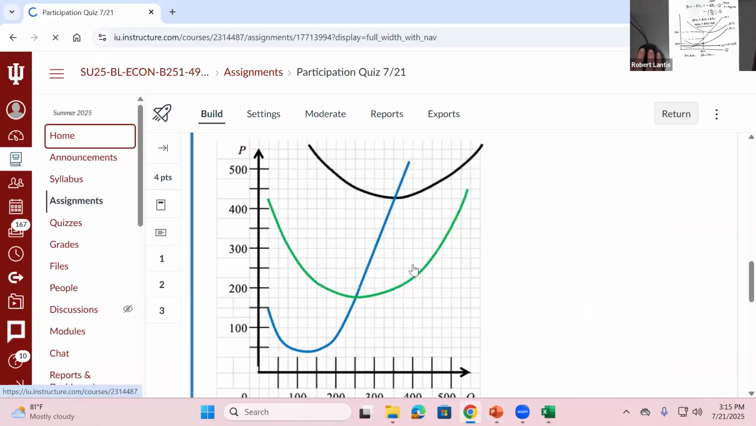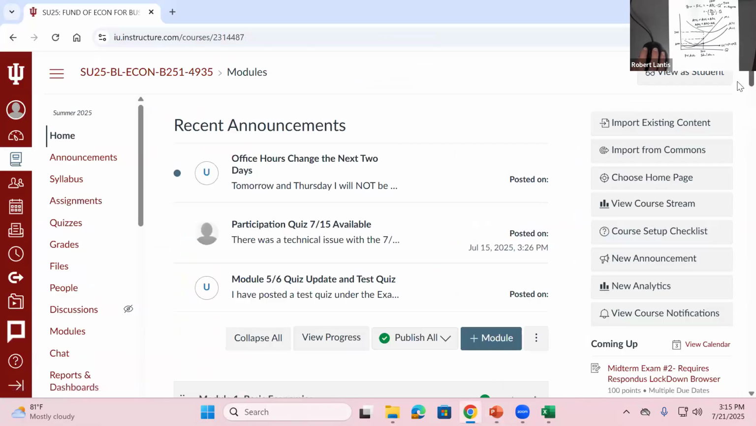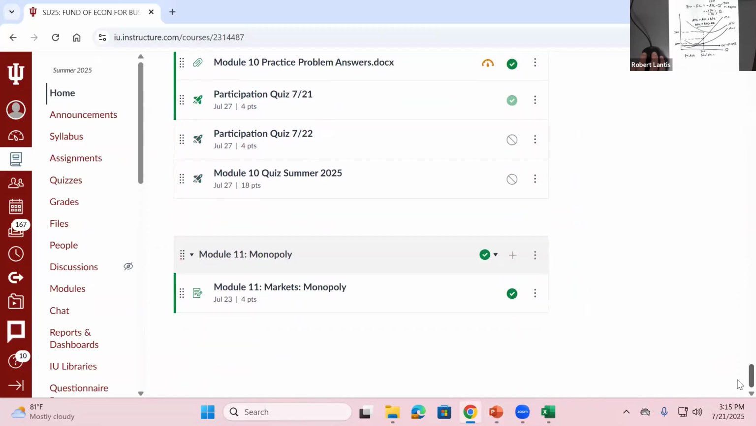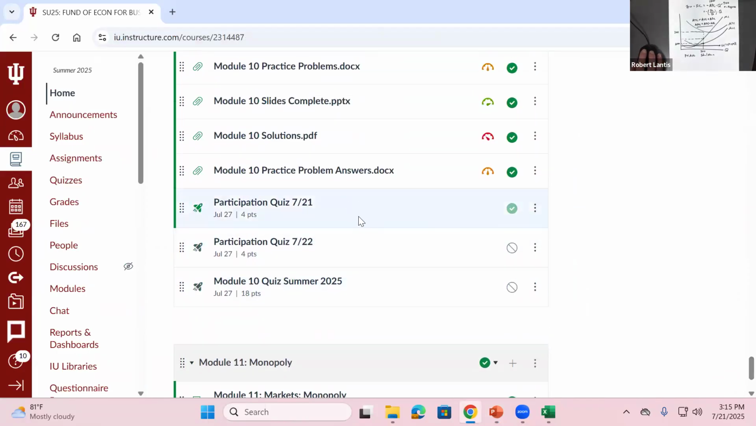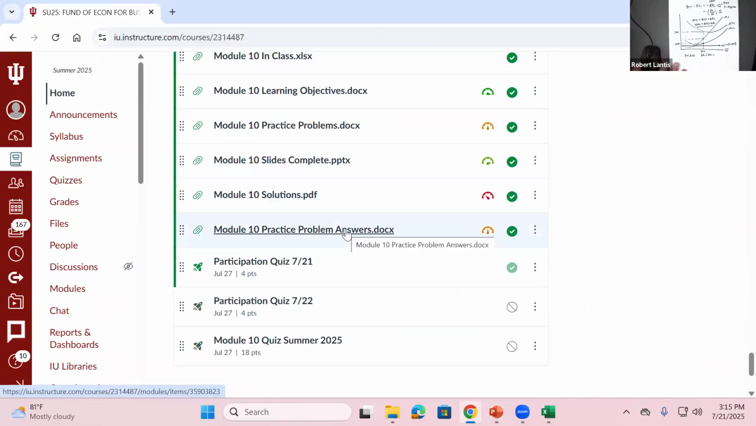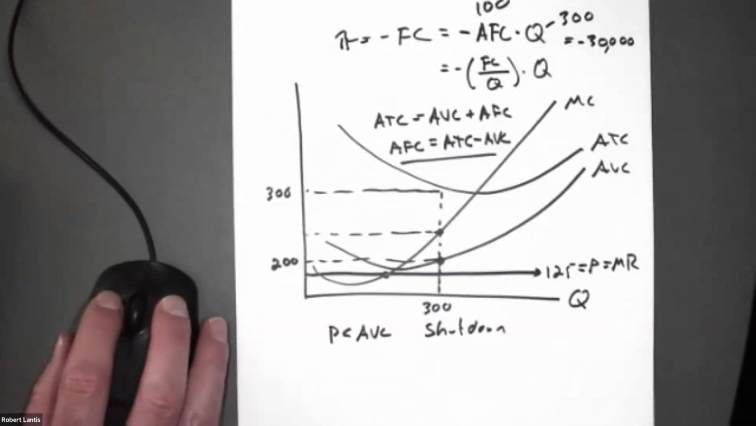Those practice problems don't have tables or visual graphs. They just have some numerical examples where I'm telling you what average total, average fixed, et cetera are. So we should have some time to work through some of those practice problems together tomorrow and help solidify some of the things that we talked about today. Okay. All right. Any questions before I end the recording here?